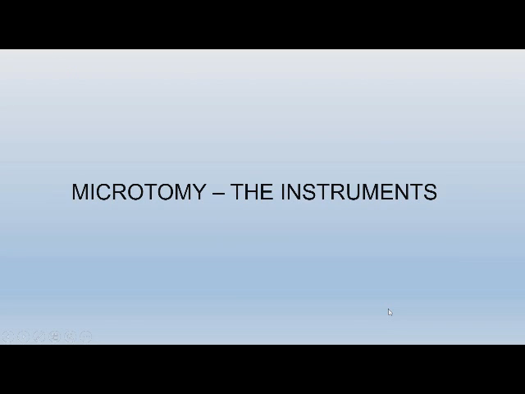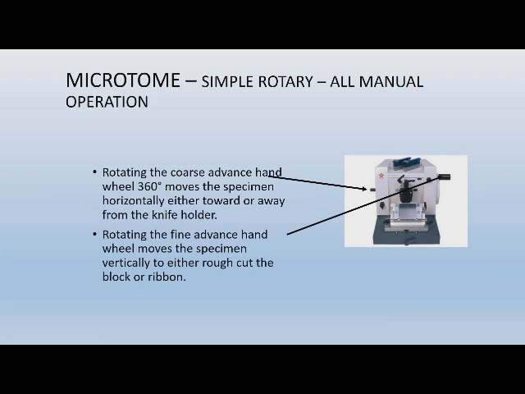So now we have assumed that we've processed and embedded properly, and we're going to go look at the microtome instruments. Quite simply, a rotary microtome, a manual rotary microtome, as we all know, has two wheels.